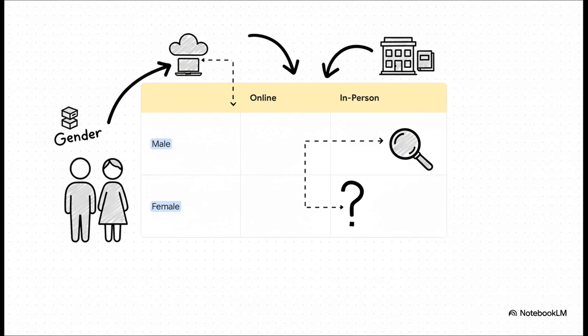See? Just a simple 2x2 grid. On the side, we have our rows, and that's going to be our first variable, gender, split into male and female. Then, across the top, we have our columns for our second variable, learning preference, which is online and in person. Each of these empty boxes is about to tell us a little piece of the story.